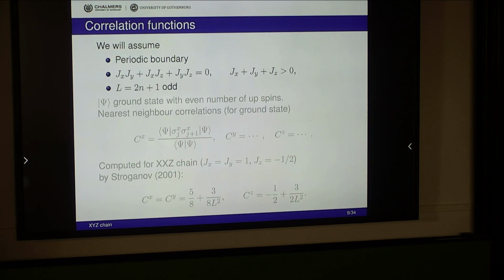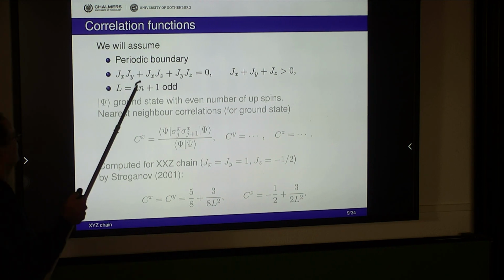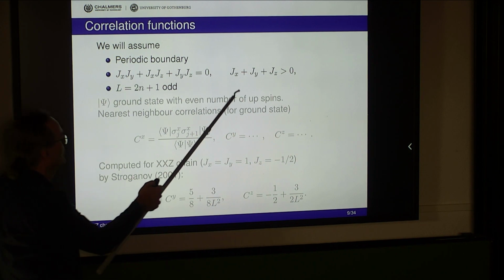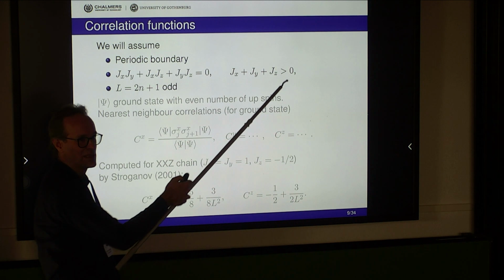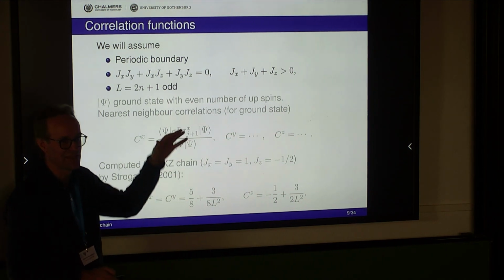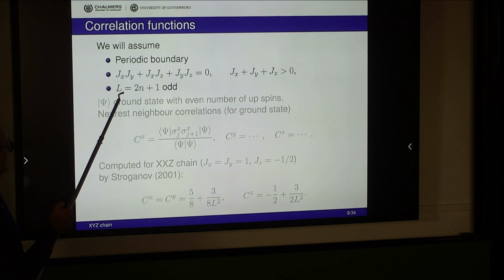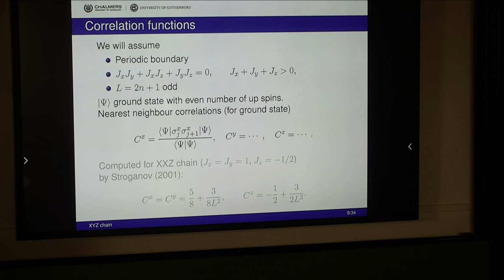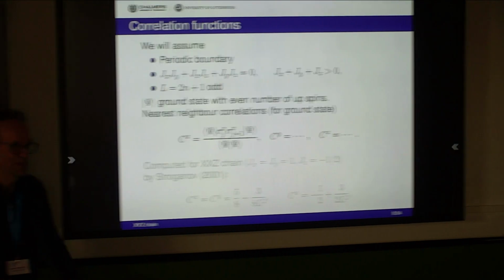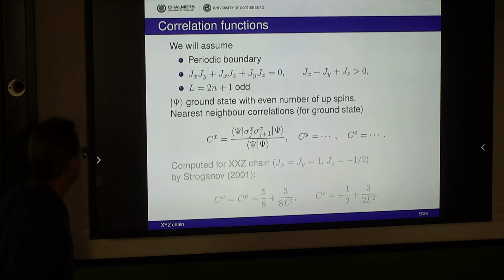Again, I assume that I'm in this Stroganoff condition setting, so I have periodic boundary, I have this condition, I also have this. If I didn't have this, then I would be talking about the highest energy state instead of the lowest energy state. But probably you like the lowest one better. And the chain will have odd length, so I write the length as 2n plus 1. Then the ground state is actually double: one ground state with an even number of up spins and one with an odd number of up spins. We will just pick one of them, it doesn't matter.